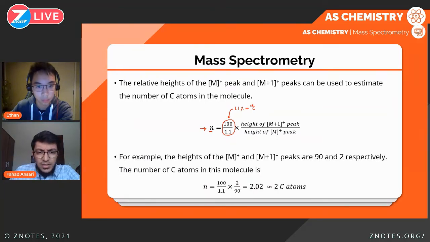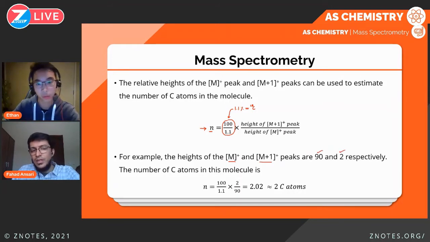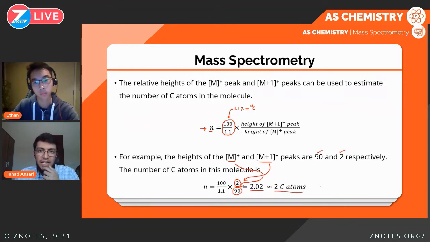We have the heights of two peaks given here, the M peak and the M plus one peak. They're given as 90 and 2. If we plug these into the formula, N equals 100 over 1.1 times 2, which is the height of the M plus one peak, over the height of the M peak, which is given as 90. This turns out to be 2.02, which is roughly 2 carbon atoms in the particular organic molecule.